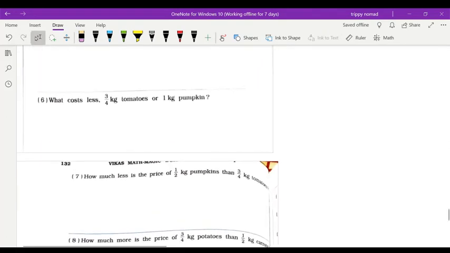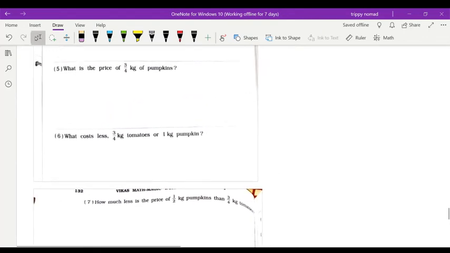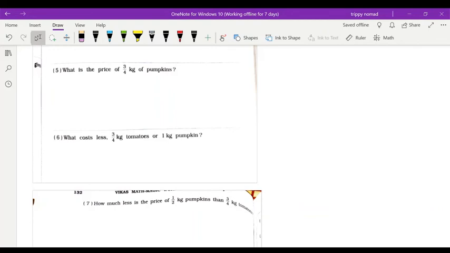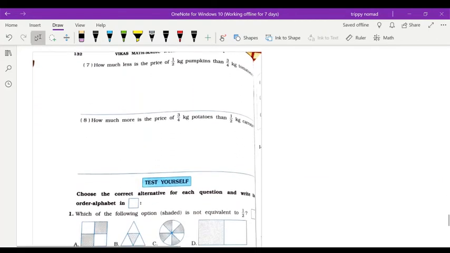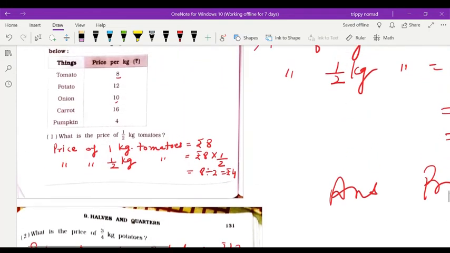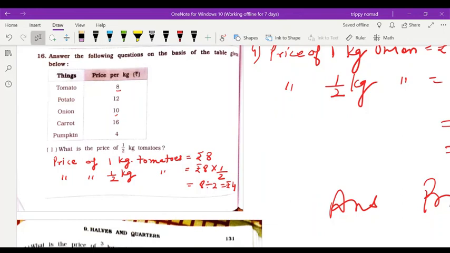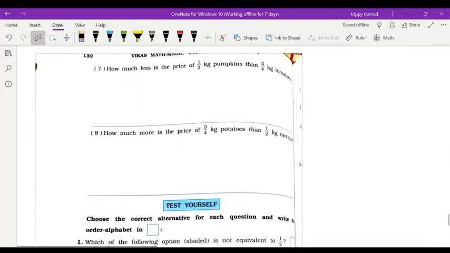What costs less, 3 by 4 kg tomatoes or 1 kg pumpkin? Same way as I have done question number 4, you will solve this part. And the 7th and 8th parts: how much less is the price of half kg pumpkin or 3/4? As I have solved the 4th one, same way you will solve the 7th and 8th sums, children. So you complete this question number 16. If any doubt comes, you may ask your doubt, so I will solve it for you.